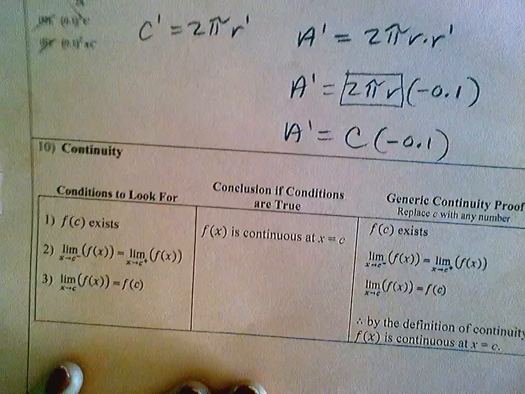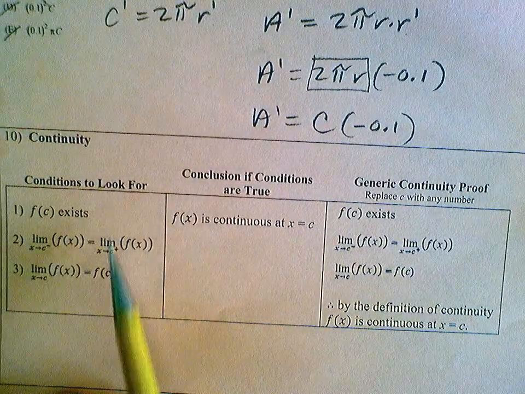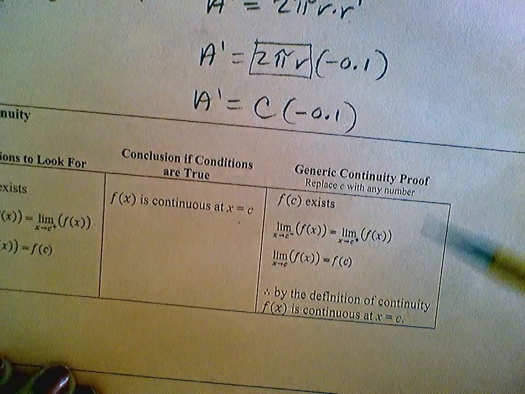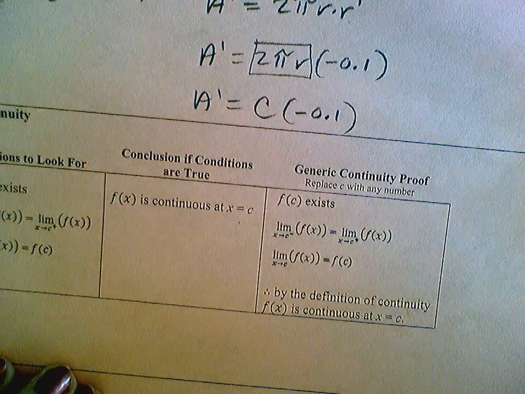All right, continuity. I'm not doing an example, but these are the conditions to look for. If these conditions are true, it's continuous. And if you're ever asked to explain why something is continuous, it's got to go like this: show the 3 conditions hold.